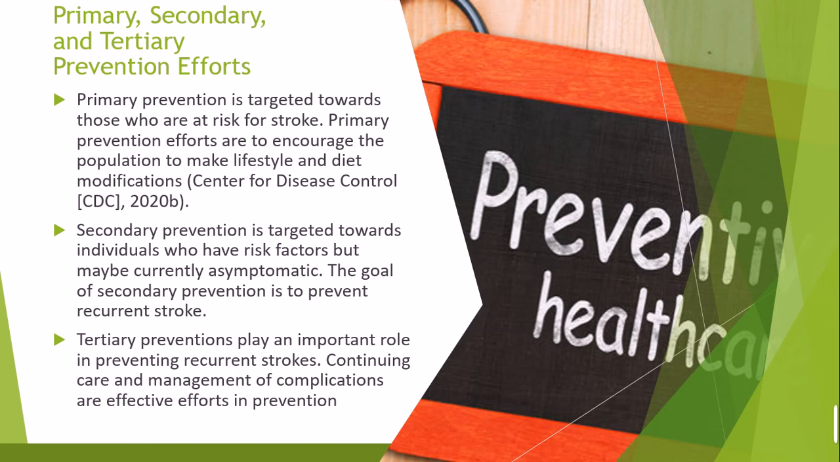Secondary prevention is targeted towards individuals who have risk factors but may be currently asymptomatic. The goal is to prevent a recurrent stroke. Tertiary prevention plays an important role in preventing recurrent strokes. Basically, it is to continue care and management of complications that can lead to one having a stroke.